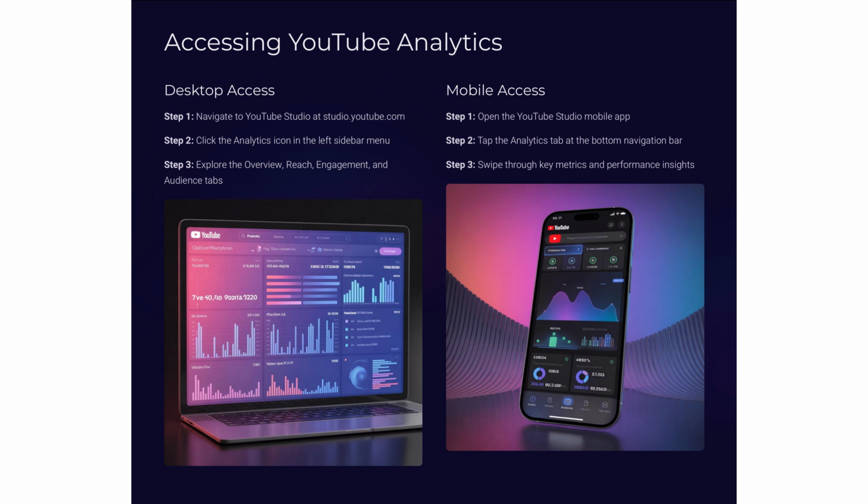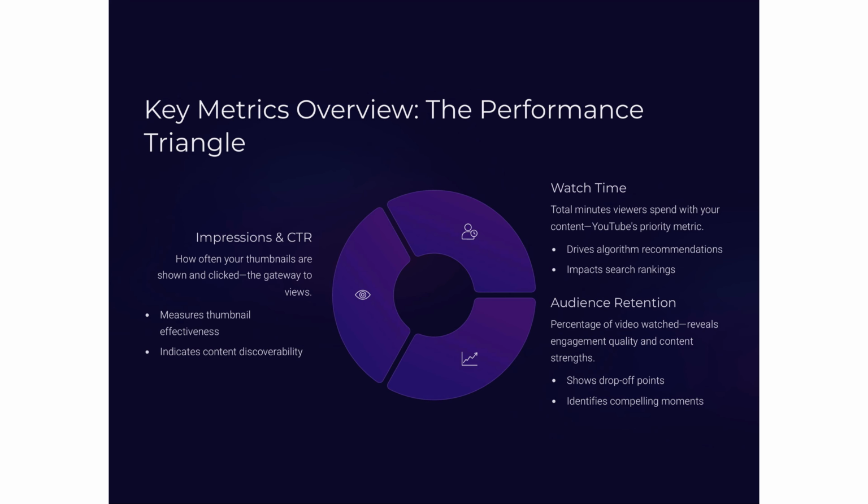On mobile, open the YouTube Studio app, tap the Analytics tab, and swipe through key metrics and performance insights. Key metrics like impressions and click-through rate are crucial for understanding how often thumbnails are shown and clicked, indicating content discoverability. Watch time, the total minutes viewers spend, drives algorithm recommendations and impacts search rankings.